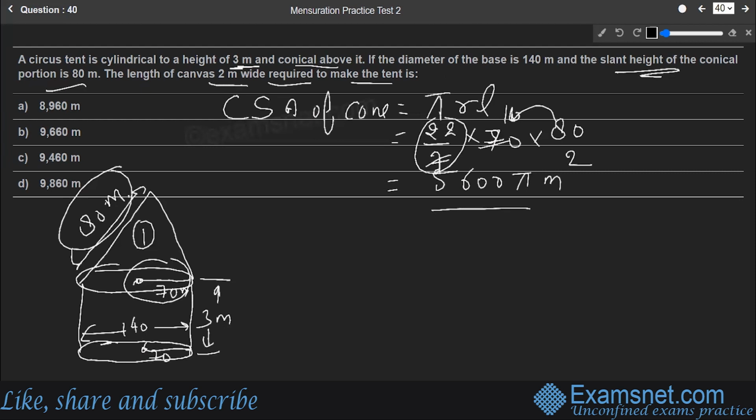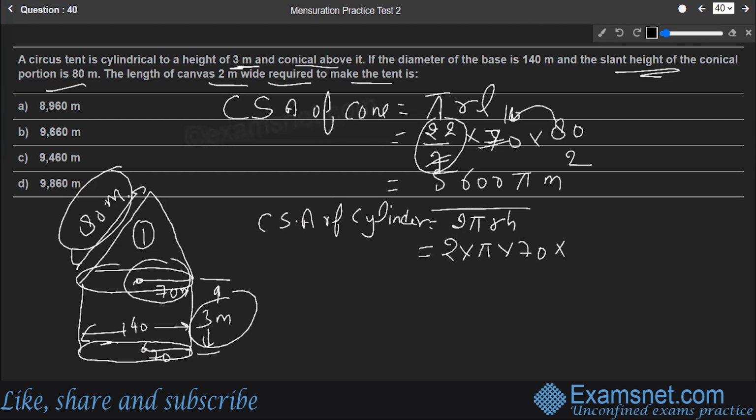Now let us find out the curved surface area of the cylinder. The formula is simply 2 pi RH. So let us put down the values. We have 2, we have pi as it is. Radius of the cylinder is similar to the radius of the cone itself, that is 70. And height of the cylinder is also given in the question as 3, so into 3. So if we put this value, 70 into 2 is 140, into 3 is 420. So it becomes 420 pi meter square. This is the curved surface area of the cylinder.